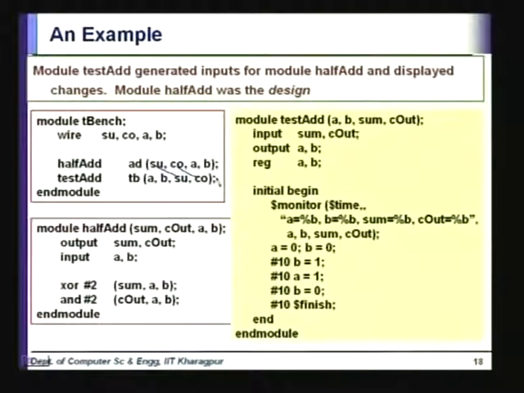Does it make sense? Sir, is this A the same as this A? Yes, because you see this A and this A, this B and this B, they are wired, so they are the same. Effectively this sum is wired to this sum, and this C out is wired to this C out, which is what we want. We want to read the sum and the carry, and we want to drive the inputs A and B from the test module.